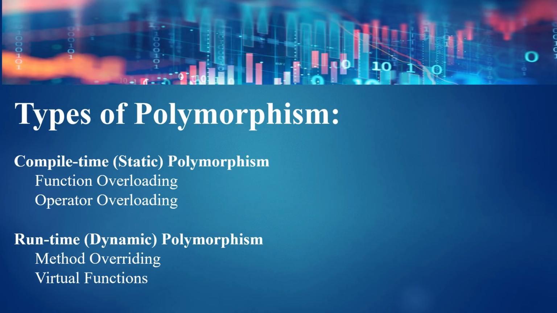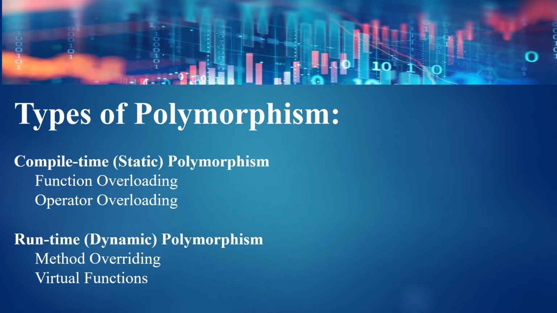When it comes to types of polymorphism, we basically have two types. That is compile time, or we can call it static polymorphism, and the other one is runtime or dynamic polymorphism. Compile time polymorphism is resolved at compilation time. Means if you have overloaded your function or operator, what has to be done in that situation, the compiler decides when you're compiling the program.